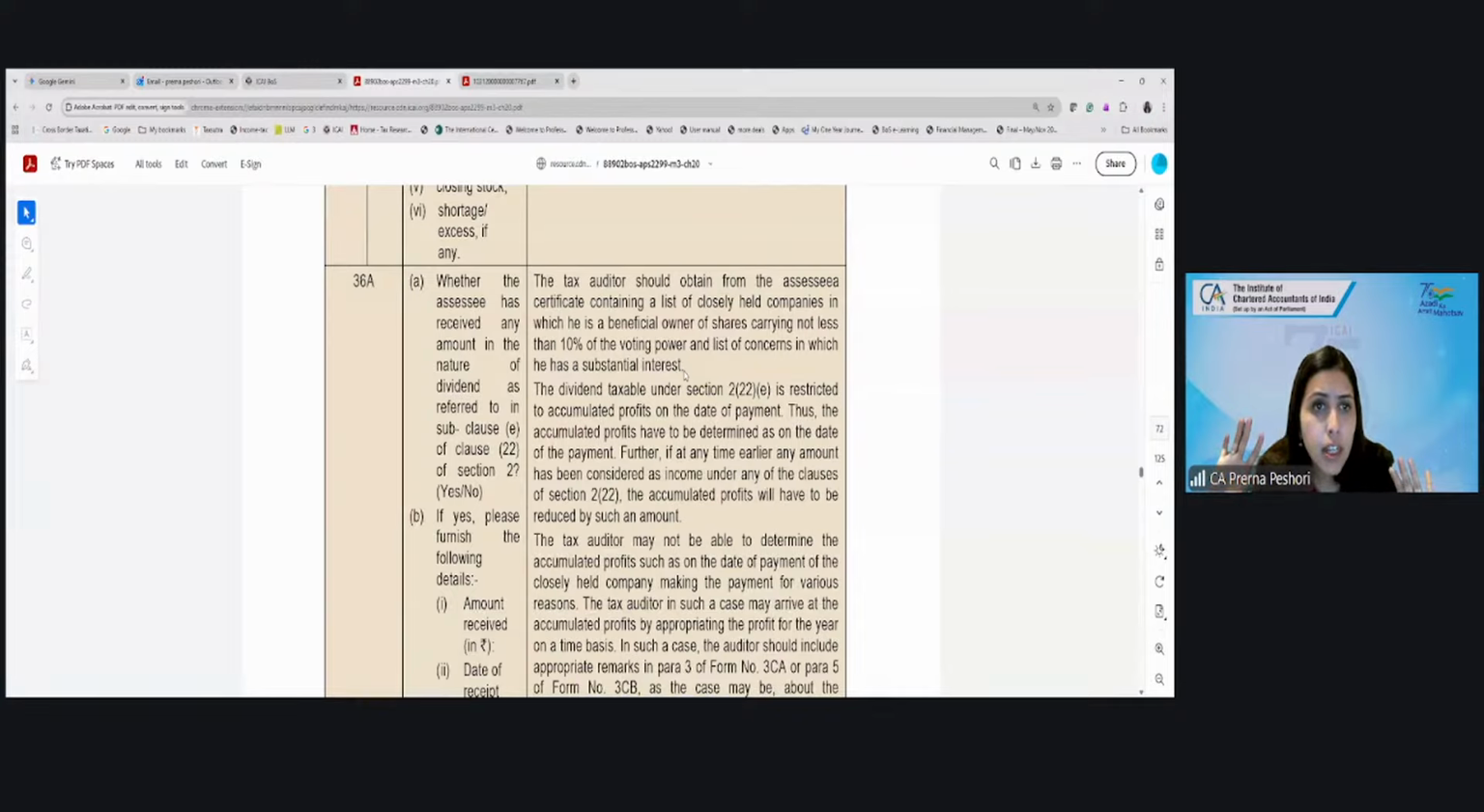So wherever the beneficial shareholder is not the registered shareholder, again the tax auditor may not be able to verify the accumulated profits as on the date of payment of loan or advance. Right? So the tax auditor may not be able to determine that. In that case, he may arrive at the accumulated profits by appropriating the profit for the year on a time basis. And he should make again the appropriate remarks in the tax audit report.